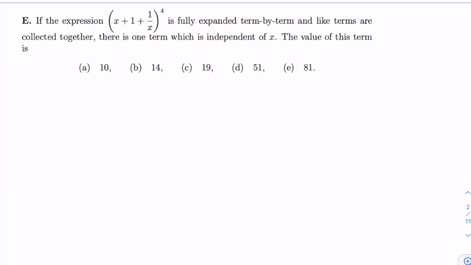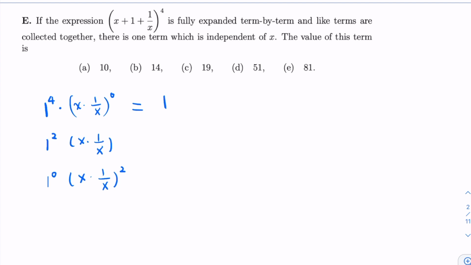So there are three cases. One is where you have 1 to the 4th, and then both x and 1 over x have 0th power. Or 1 to the 2nd, where x and 1 over x have 1st power. Or 1 to the 0th power, but then x and 1 over x both have square. So three cases.